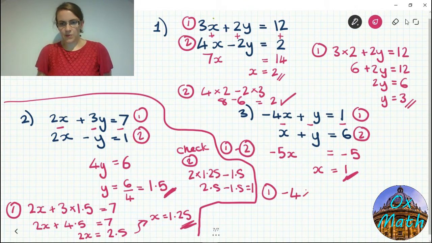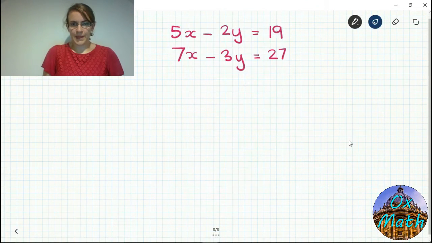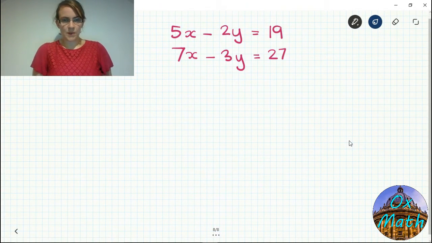So minus 4 times 1 plus y equals 1. Minus 4 times 1 is minus 4. So we've got minus 4, so to get rid of it we add 4, so y equals 5. And to check that back in equation 2, x, which is 1, plus y, which is 5, equals 6, so it's correct. Let's have a look at one more example then, which presents a slightly different scenario.